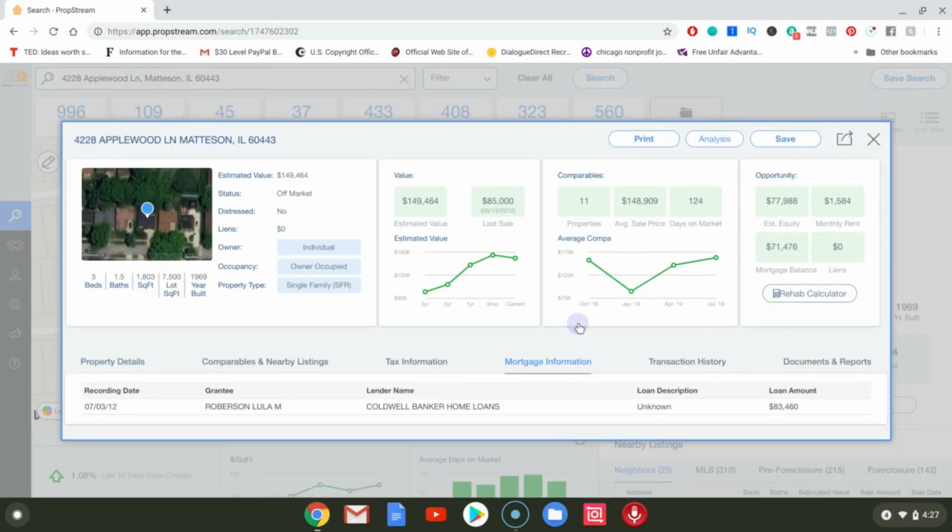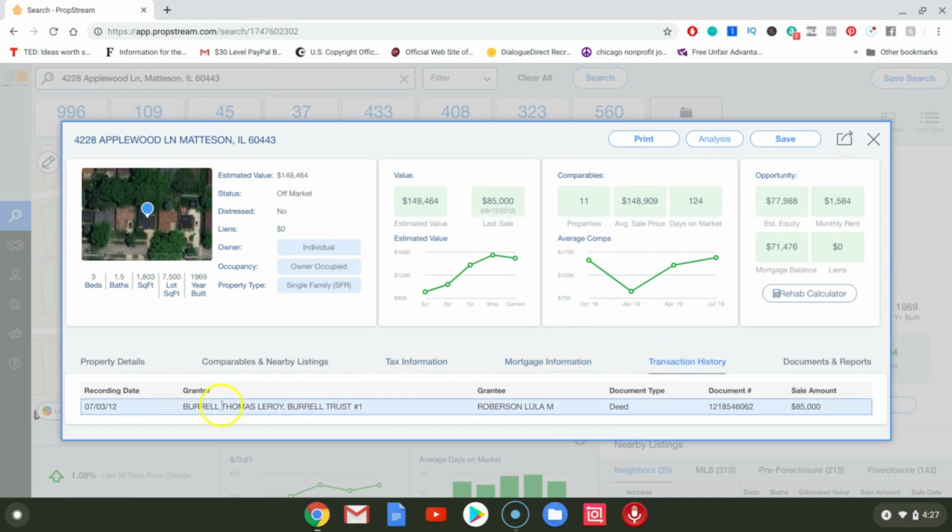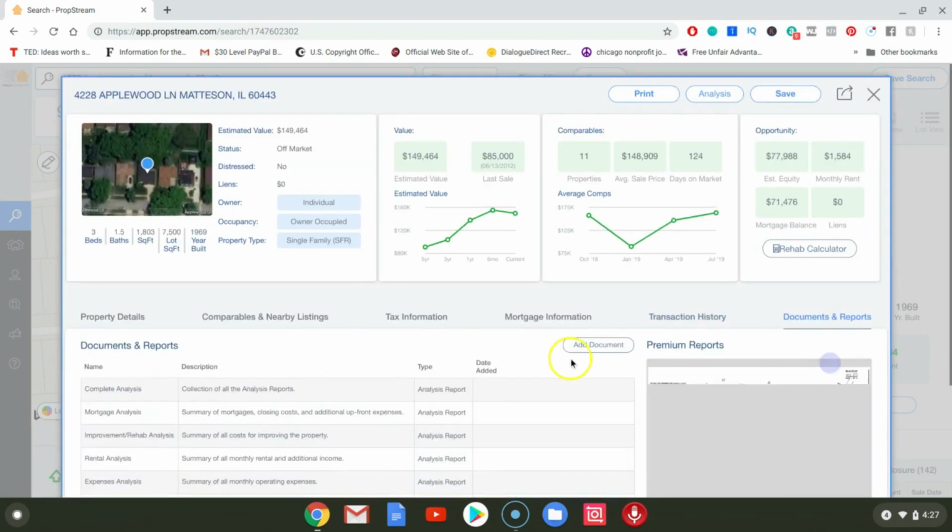Anyway, so this is just some of the stuff that you can check out when you go here, and you can really look into the property and really know what was happening here.